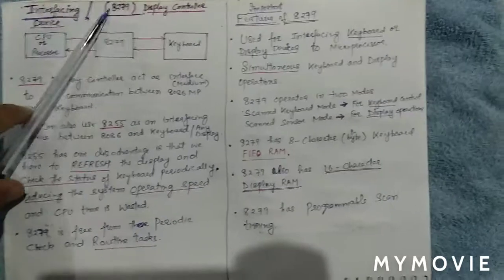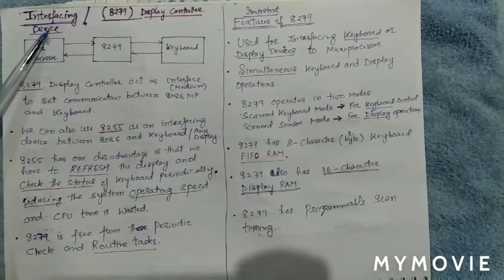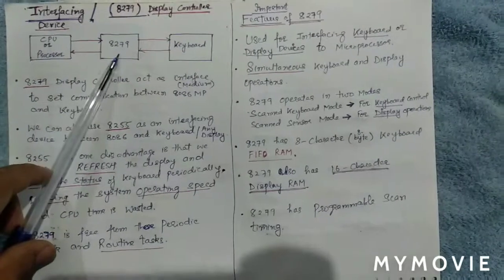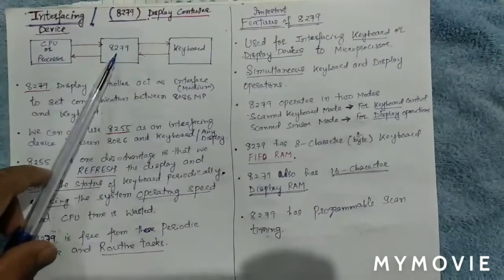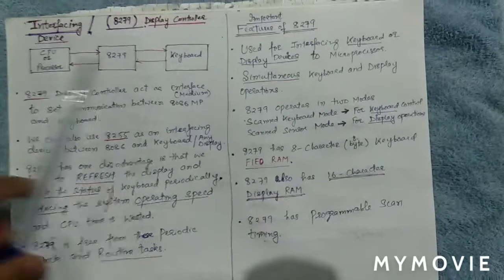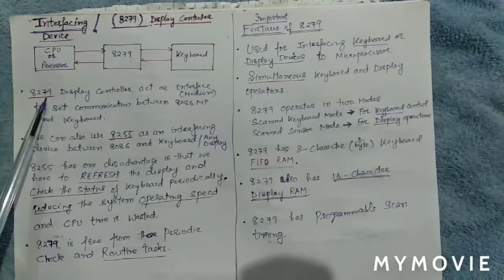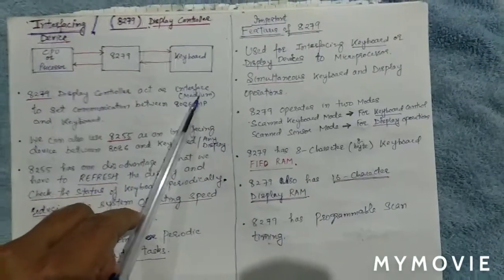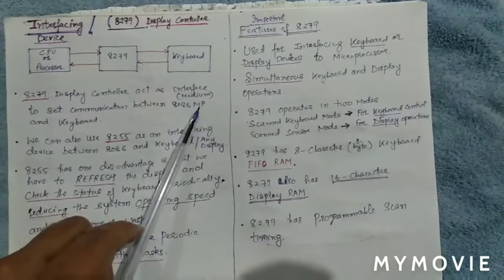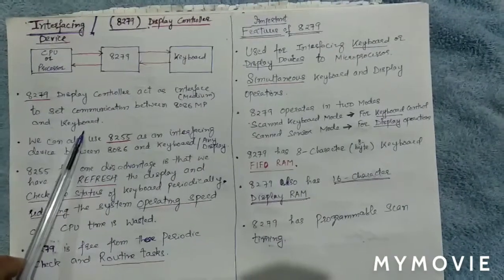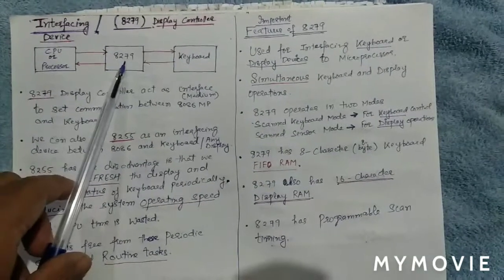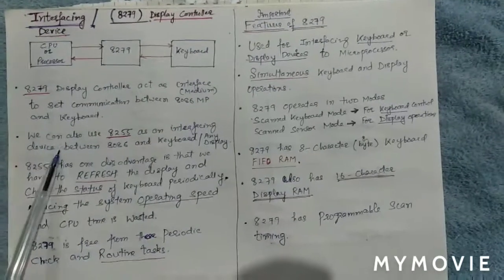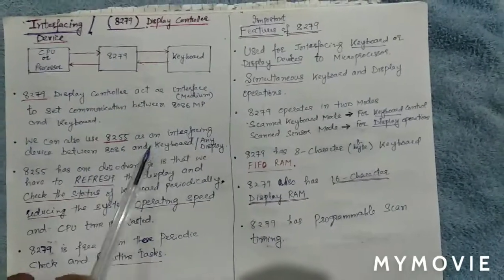Today we will study 8279 as an interfacing device or display counter. 8279 is a chip or a device which sets communication between the CPU and a keyboard. 8279 as a display counter acts as an interface or medium to set communication between the 8086 microprocessor and keyboard. In place of 8279, we can also use 8255 as an interfacing device between 8086 and keyboard.